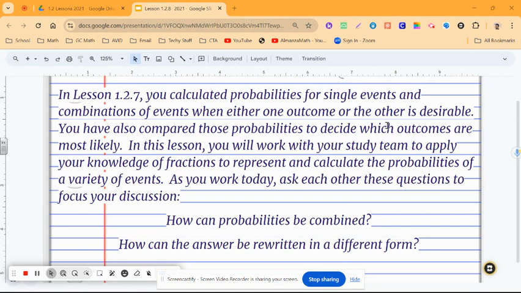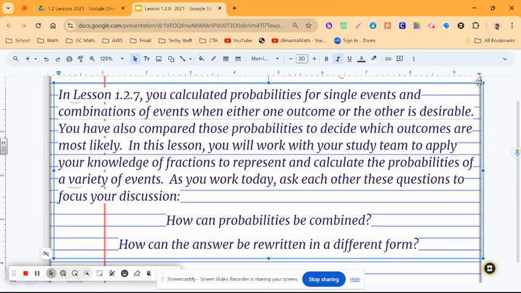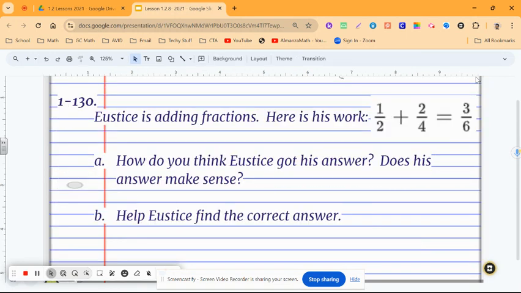So first we're going to look into a skill, just to practice a skill. We have Eustace who's adding fractions. So we're on page 2 of our toolkit. Here's his work. 1/2 plus 2/4 equals 3/6.